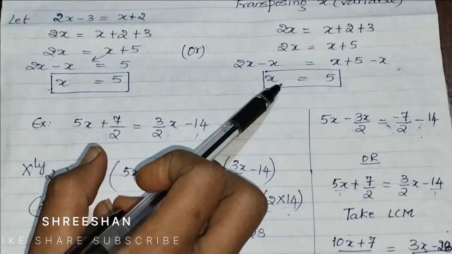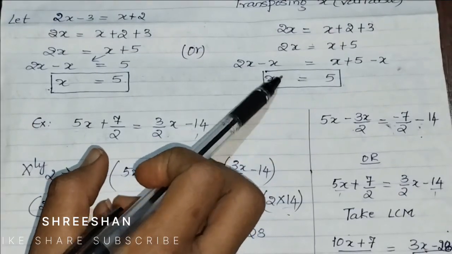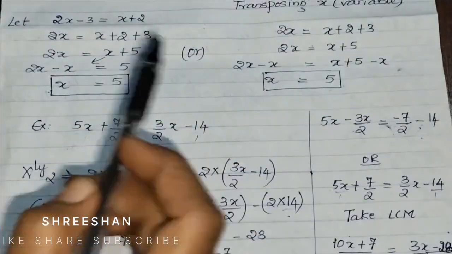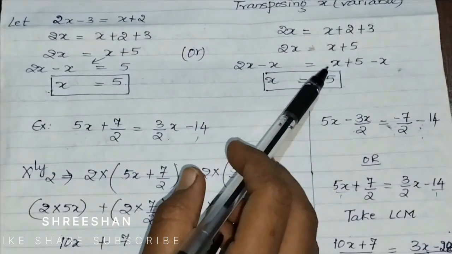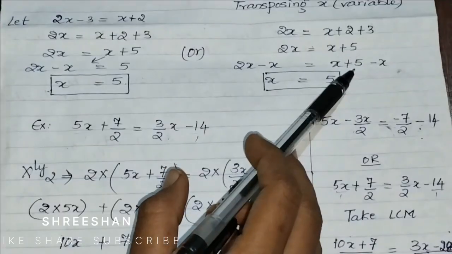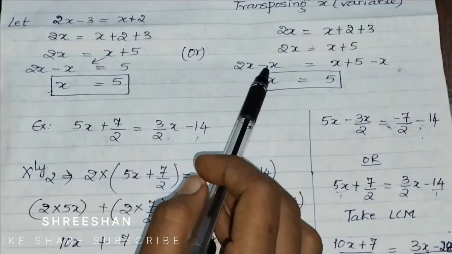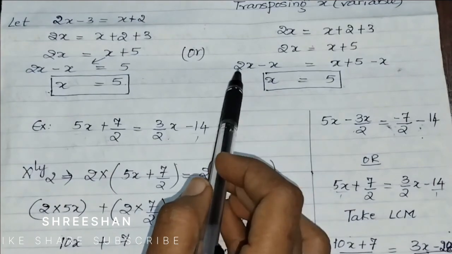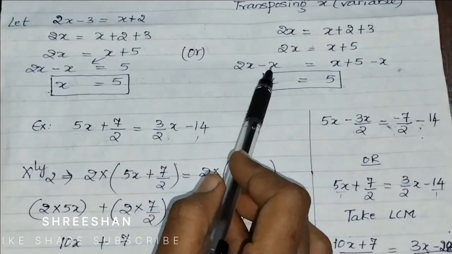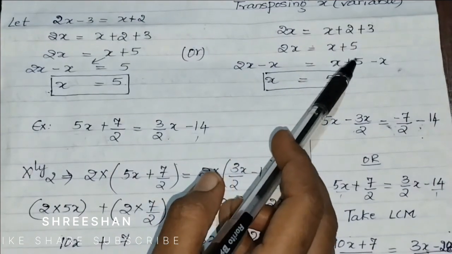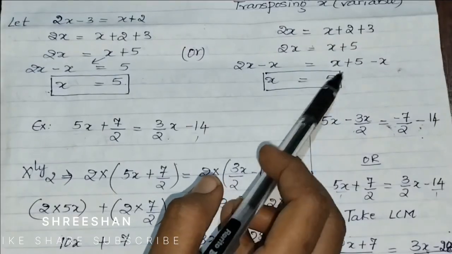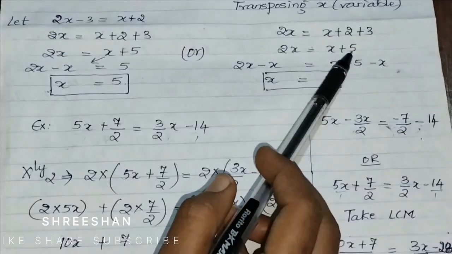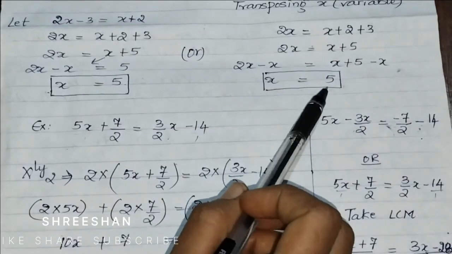whatever value you get, that is nothing but the transposing of x, and you are finding the value of x here. So look at this: 2x minus x is equal to x plus 5 minus x. You are subtracting x on both sides. After subtracting, what is left? 2x minus x is x, and on the other side, x minus x cancel with one another, and you are left with plus 5. So the value of x is 5.